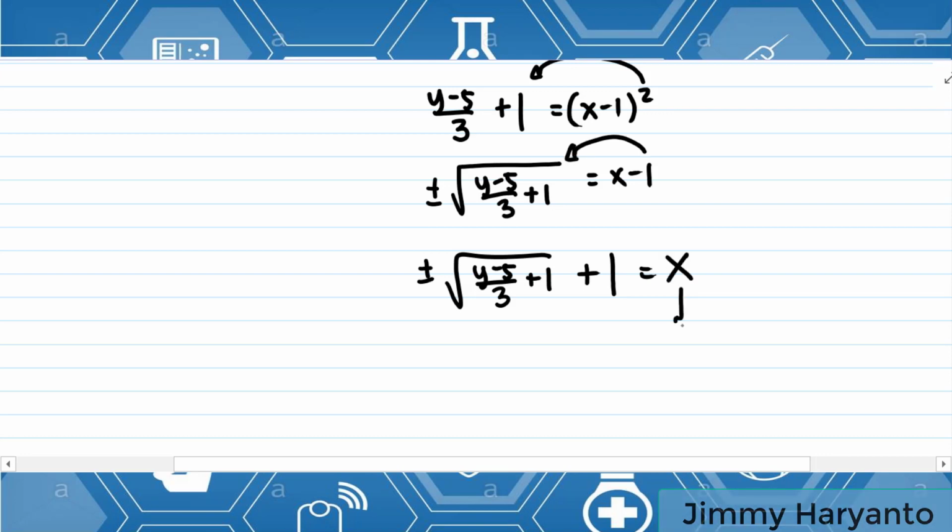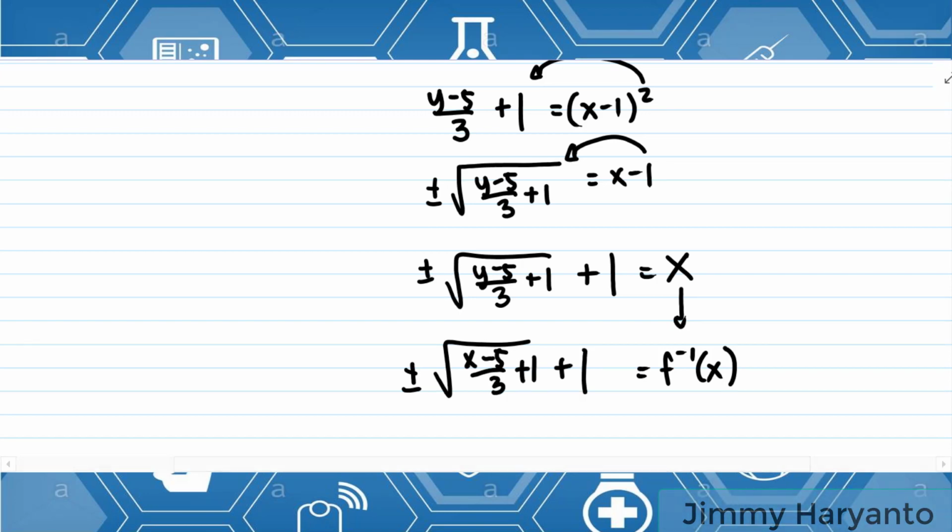There you go, you get x. You change the x into f inverse, and then you change the y into x. Done. You will get the inverse.